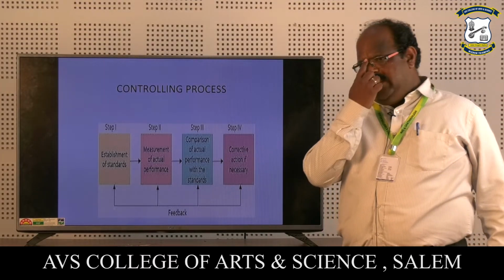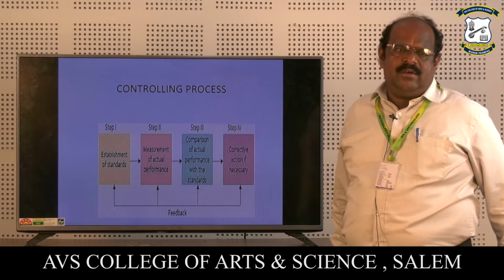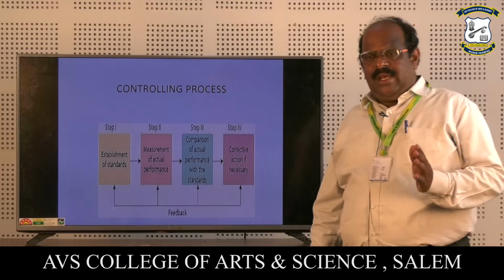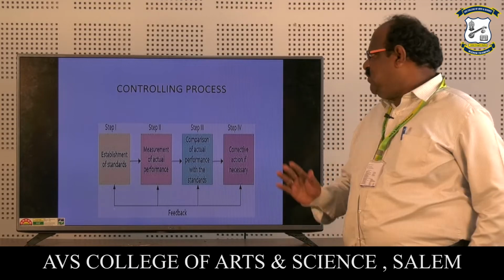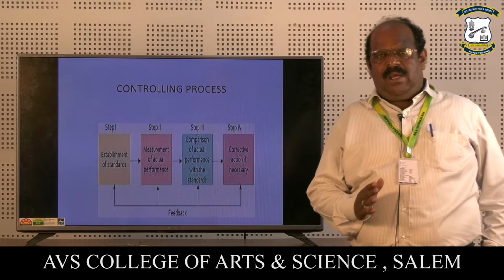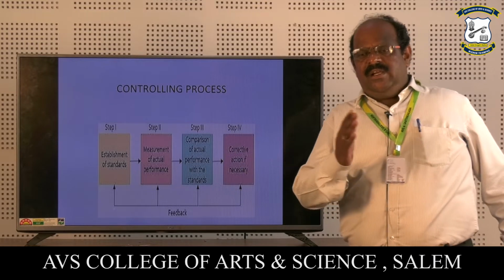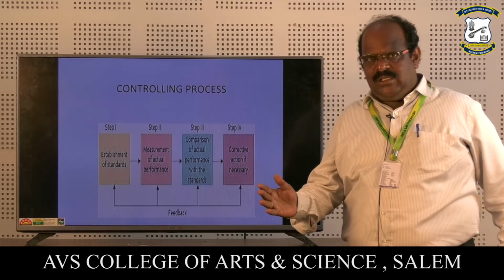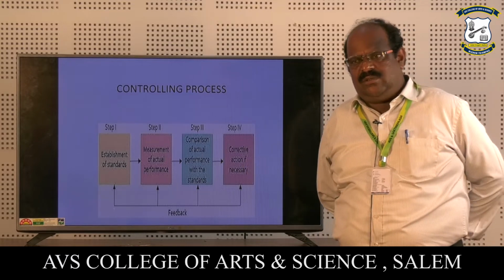Not only in management, in any concept, whatever you want to control, there should be a relevant sequence of activities. That's why it is called a process. Because what do we mean by process? Process means a sequence of activities. There are various stages in the controlling process which are sequentially arranged. That's why it's called a process.